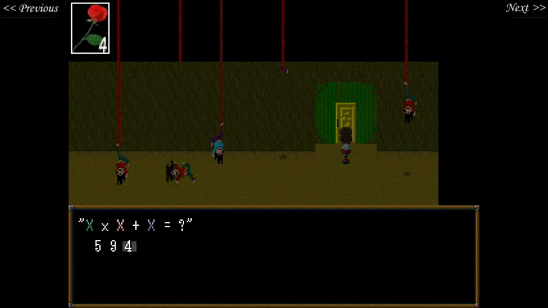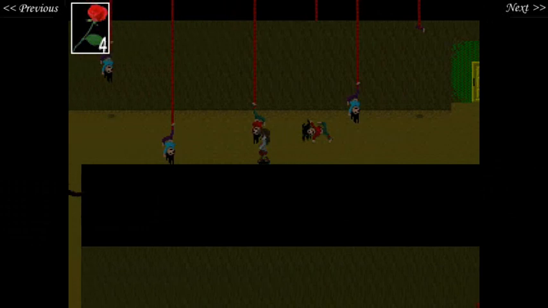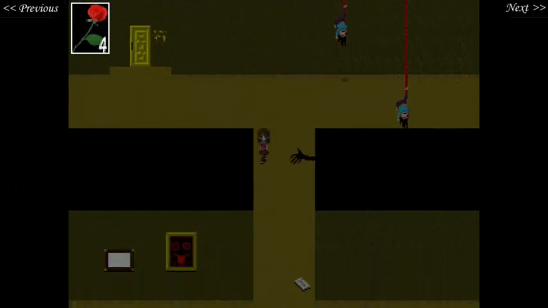Time to pull out the calculator, because it's easier than using the brain. So, the last one was 4. That one was 9. That was 13. So I think it's 13 times 9 plus 4. Let's try 1, 2, 1. Nope. I'm bad at remembering numbers.